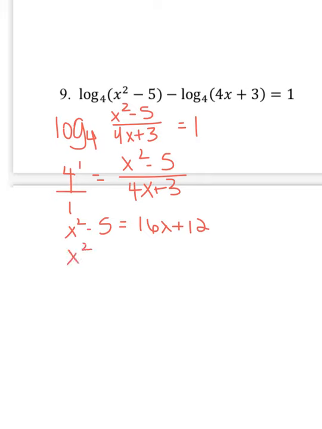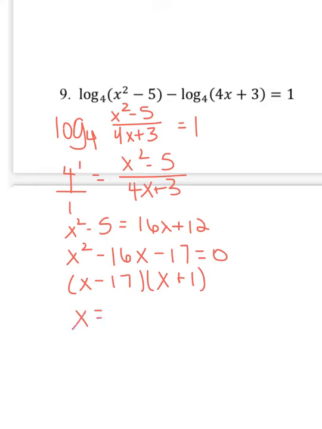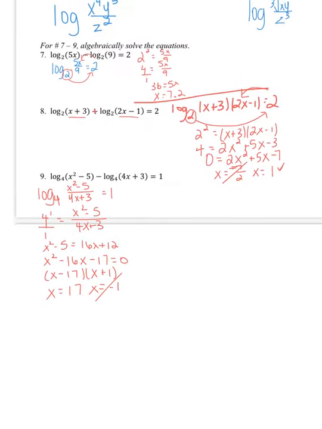which is really the quadratic equation. x squared minus 16x minus 17 equals 0. You go through, you do master product, you would get x minus 17 times x plus 1, giving me x is equal to 17 and x is equal to negative 1. Plug both of those answers back in, you'll see that negative 1 will not work. Only answer to number 9 is x equals 17.